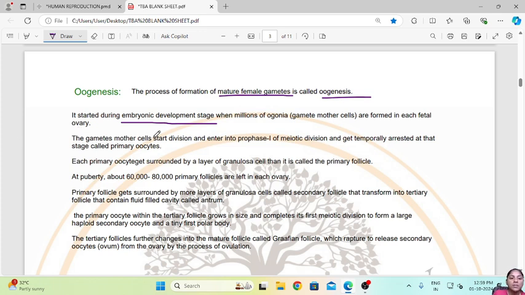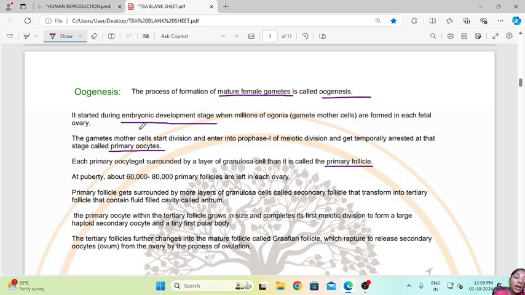Now the gamete mother cells start division and enter into prophase 1 of meiotic division, and they will get temporarily arrested there. And at this stage, they are called as primary oocytes. Now each primary oocyte gets surrounded by a layer of granulosa cells, and it is called as a primary follicle.